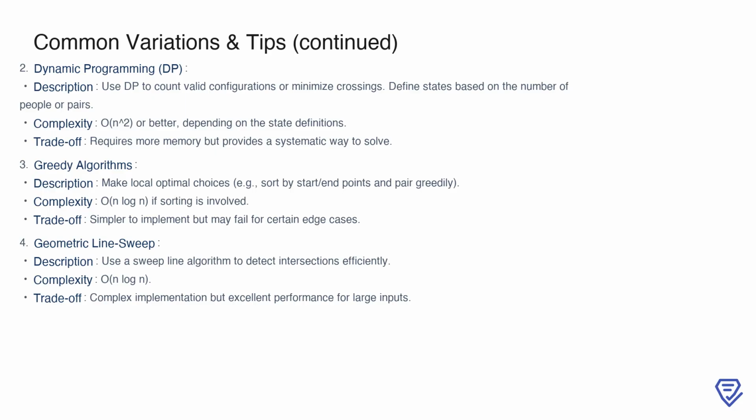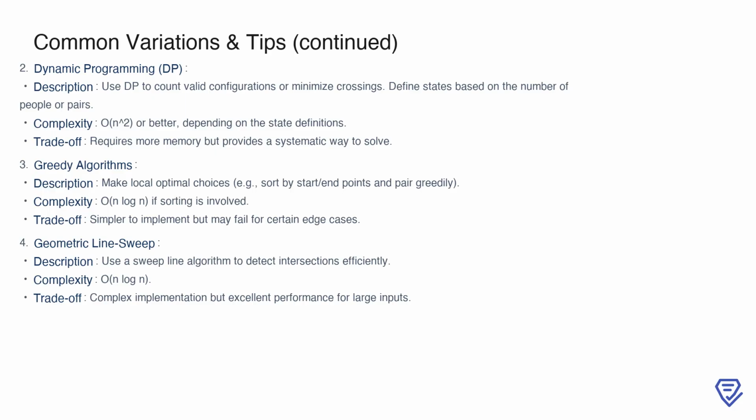On the other hand, a greedy algorithm might be simpler to implement. For instance, you could sort by start or end points and make locally optimal choices to pair people. This approach typically runs in n log n due to the sorting step, but it may fail for certain edge cases, so be cautious. Finally, a geometric line sweep algorithm is another highly efficient option.